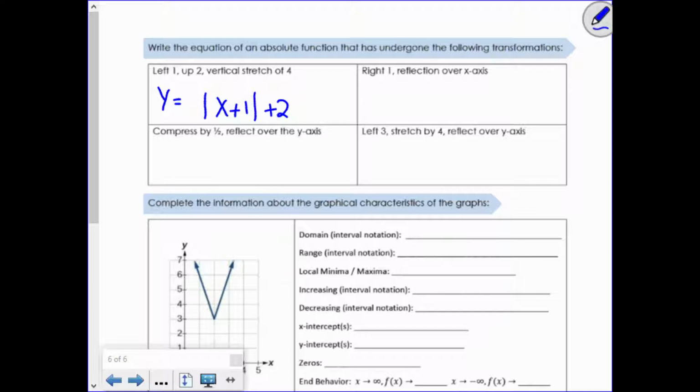And then where would I put a vertical stretch of 4? Right in front of the x? Outside of the absolute value. Right in front. That takes care of all 3 of those transformations. Alright, what about the next one?